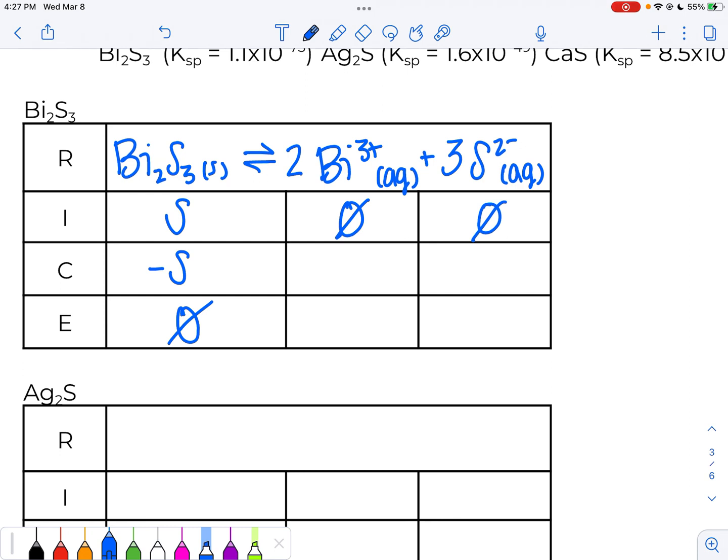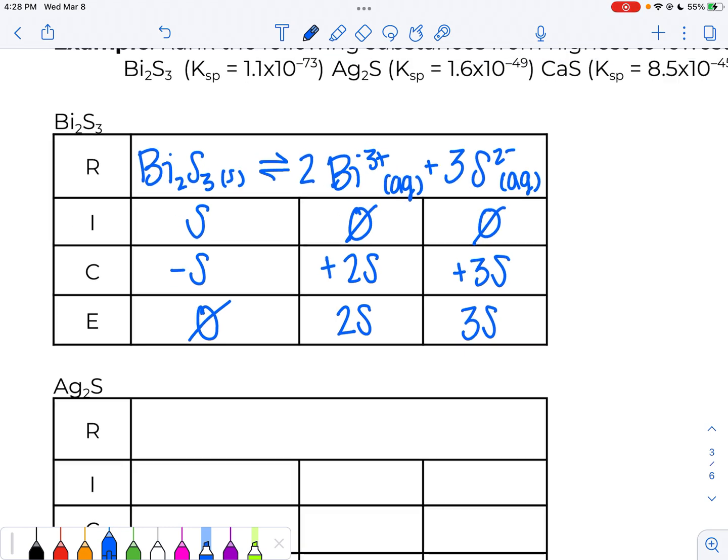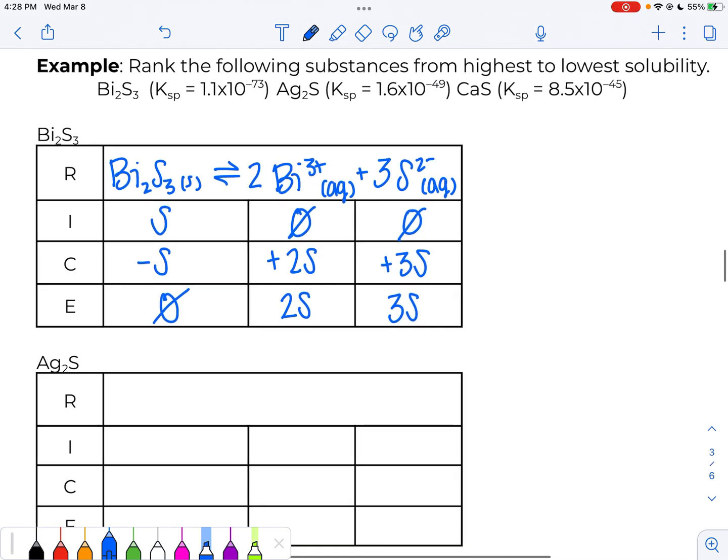All right, we have a 2 in front of our bismuth here, which means we are going to be adding 2S in our equilibrium. And for sulfide, we're going to be adding 3S in our equilibrium. So our final equilibrium concentrations, bismuth will be 2S, and sulfide will be 3S. So there's our final equilibrium concentrations. Now we've got to calculate out what the solubility actually is. What is the S value equal to?